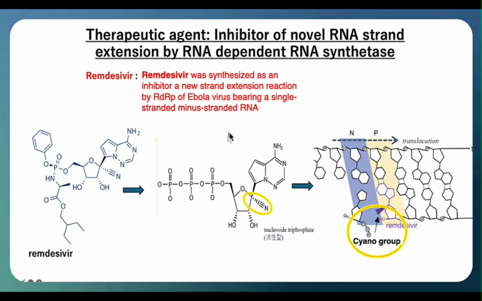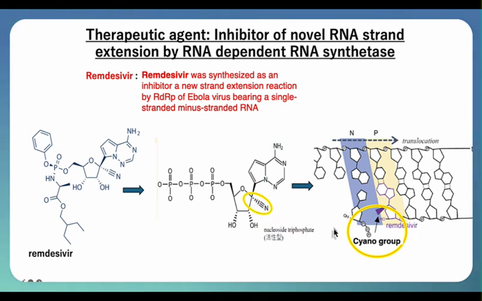In the cell, remdesivir is metabolized into a nucleotide triphosphate analog with a characteristic cyano group. When remdesivir is incorporated by the RNA-dependent RNA polymerase, the steric hindrance caused by the cyano group prevents the polymerase from incorporating and binding the next nucleotide triphosphate. Through this mechanism, remdesivir inhibits the replication of the coronavirus.